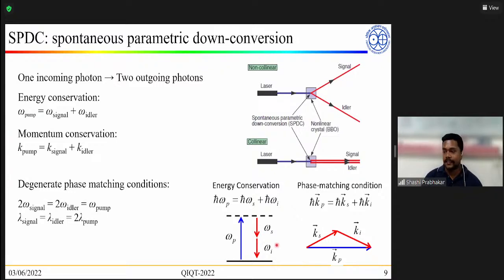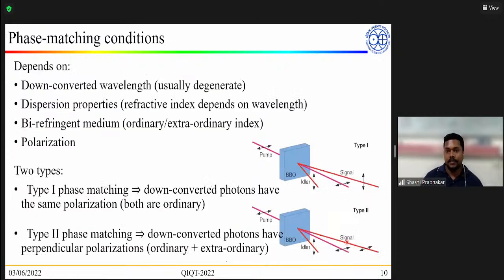Okay, as we have seen, phase matching is conserved, so in the phase matching we can have down converted wavelengths. The two wavelengths can be the same, or the two wavelengths can be different. So it's governed by the phase matching condition. It depends upon the dispersion property. As it happens in a nonlinear medium, dispersion plays a very important role in the phase matching condition. The third is that, as it's a nonlinear medium, the birefringence property of the medium also comes up, and the polarization.